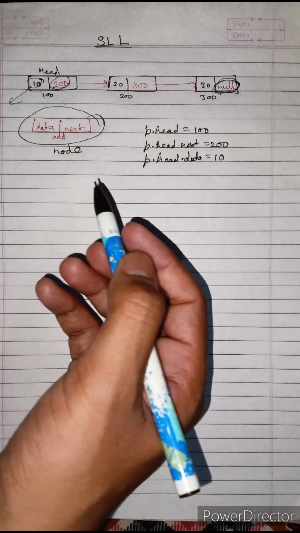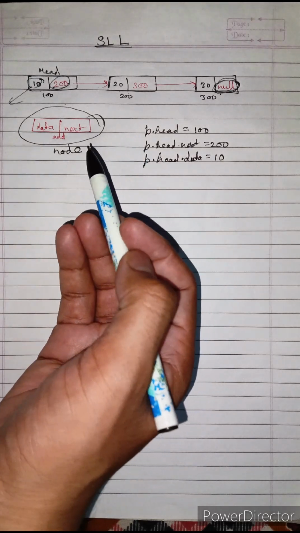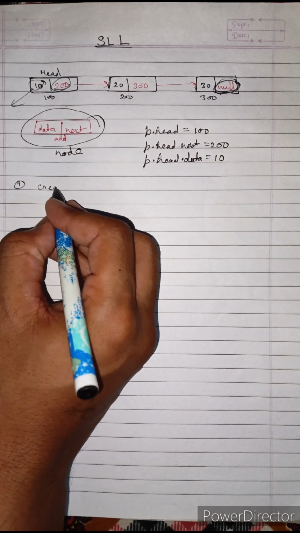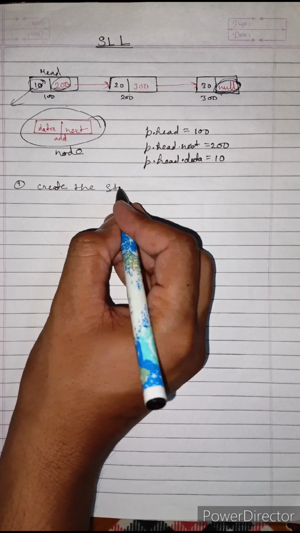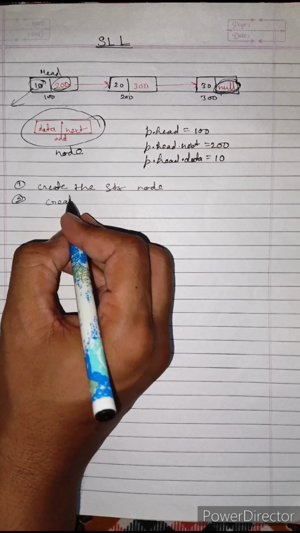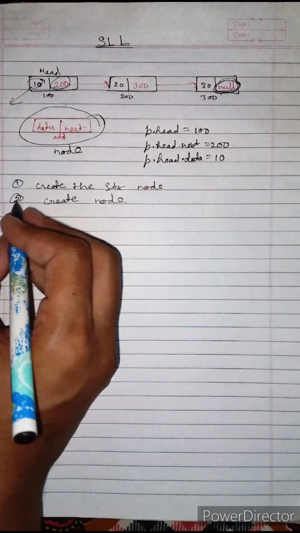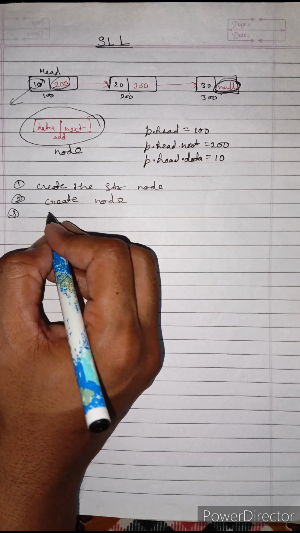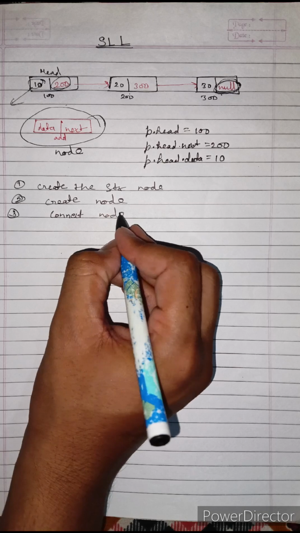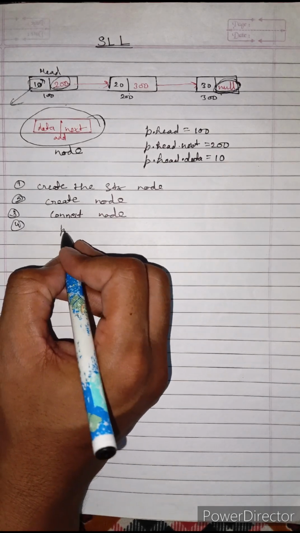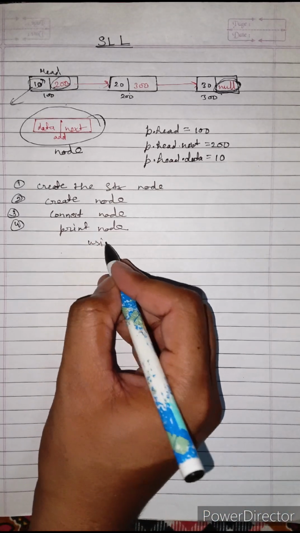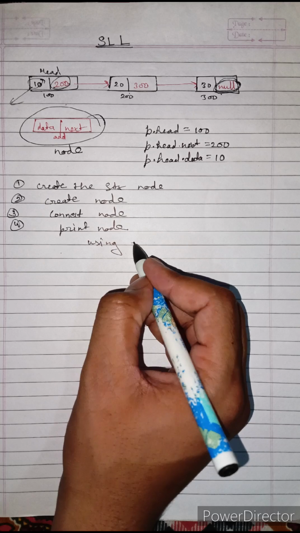To print this linked list, what do we have to do? We have to follow these 3-4 steps. First step, create the structure of the node. Then we will create the nodes, as many as we want. Third step, we will connect those nodes. Then we will print those nodes. We are going to print this linked list using Java.